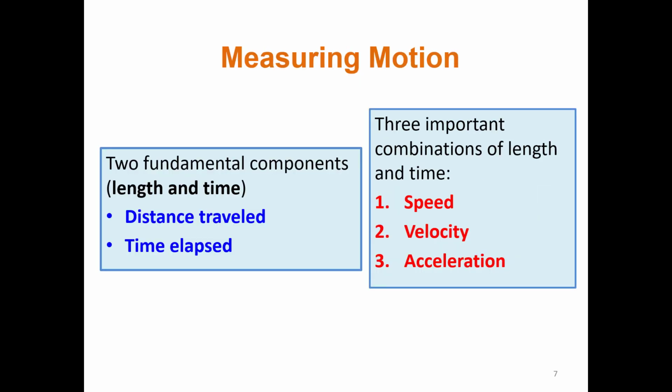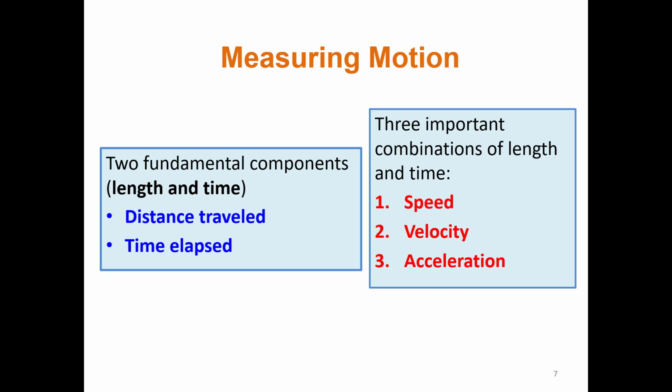Now we can describe the motion of any object if we know the distance traveled and the time elapsed, and these are fundamental quantities. Also, if we know the distance and the time, then we can use other quantities to describe the motion.